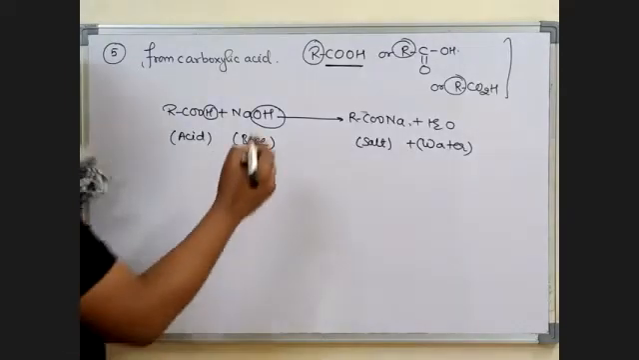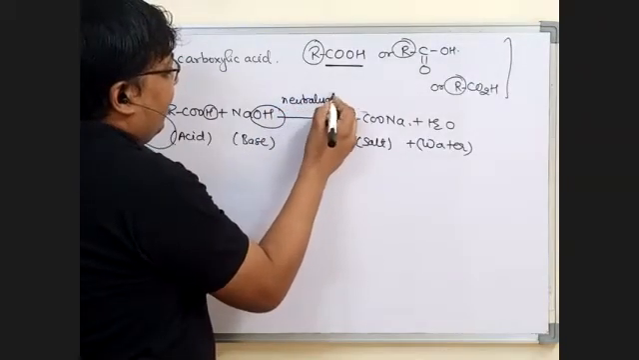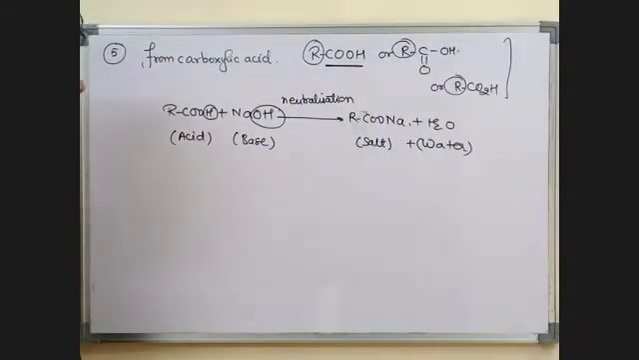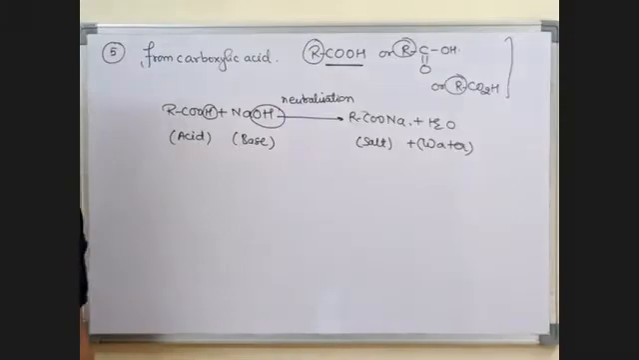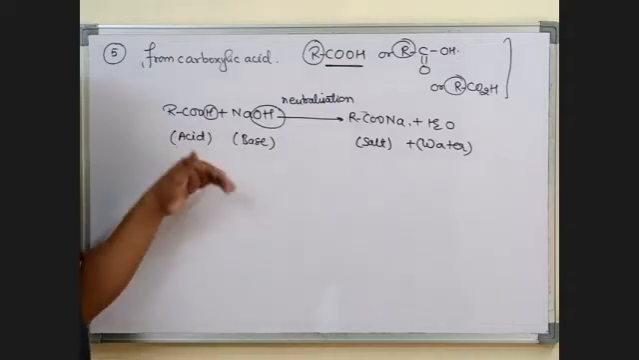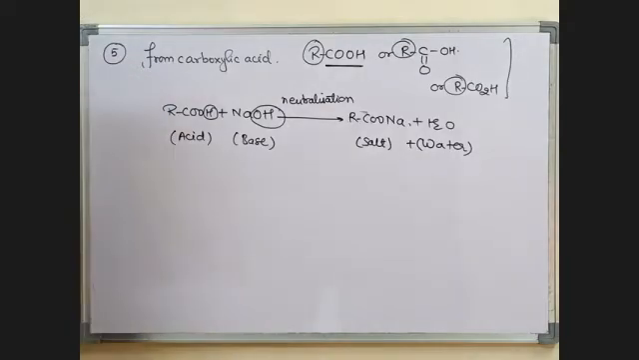Student, first of all, I will make a salt of carboxylic acid, and the second step is decarboxylation. First of all, student, how I make the sodium salt of carboxylic acid. From carboxylic acid, RCOOH plus NaOH will give you RCOONa plus H2O.